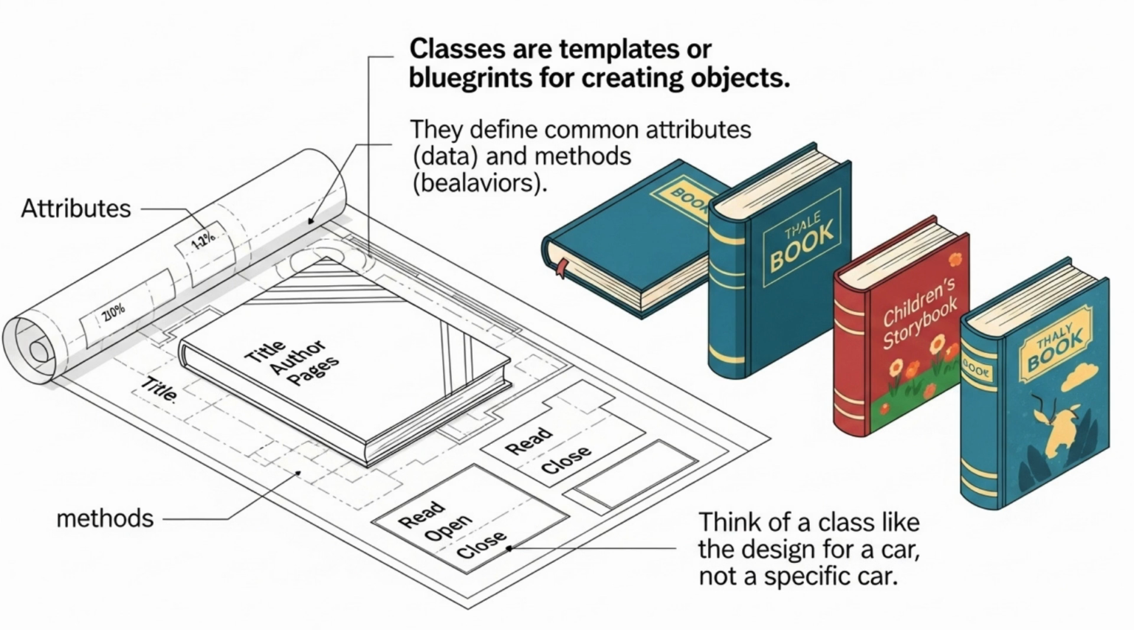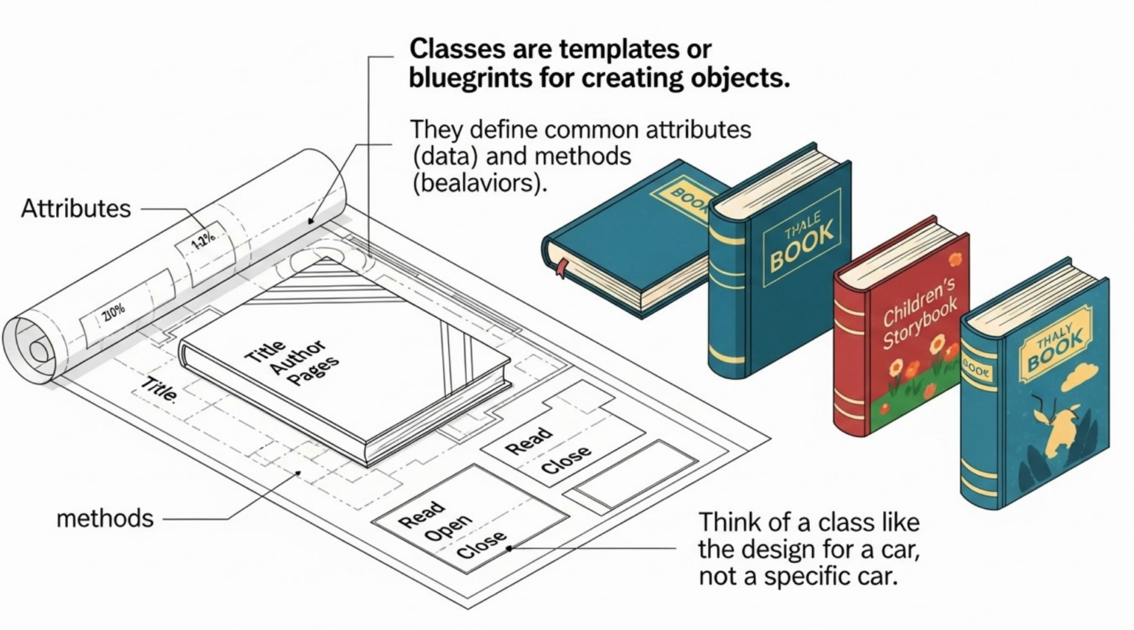It also defines methods, which are the behaviors or actions a book can perform, such as open to page or read chapter. Just like an architect's blueprint for a car isn't a car you can drive, a class is the master plan for creating a specific type of entity in your code. It's about defining the structure and behavior universally before you create anything concrete.